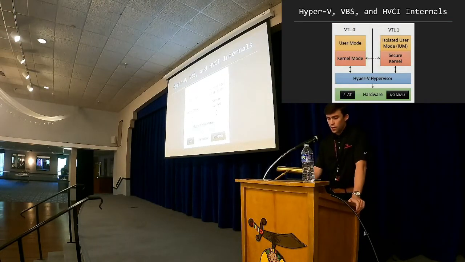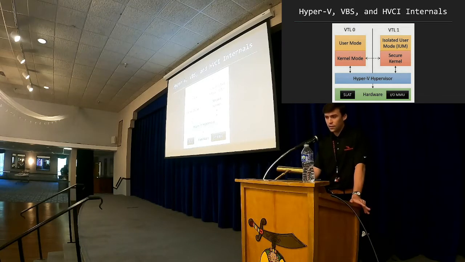So as we can see here, VTL 0 is what we refer to as normal mode. So you boot up your machine, it's got VBS running. You don't really know it, it's not transparent to the end user, and they're operating in normal world. So you have your typical user and kernel mode over there. But now we have a VTL 1, which is known as secure mode, which contains the secure kernel that can basically protect all of the secrets of the OS itself.